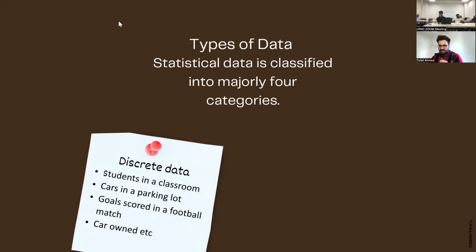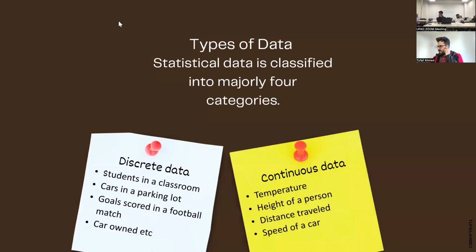Students in the classroom, it's a discrete or an absolute number. This is a type of discrete data. Again, cars parked in a parking lot, goals scored in a football match, or cars owned by a person: 1, 2, 3. Continuous data. Here are examples of continuous data. It can be the temperature of the city, it can be the height of a person, or when you're traveling in a car, how much distance you travel, or what was the speed of your car.